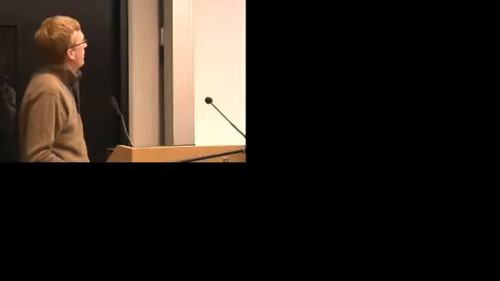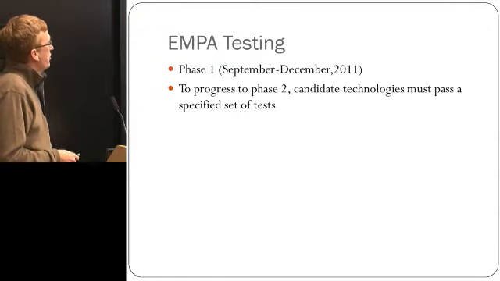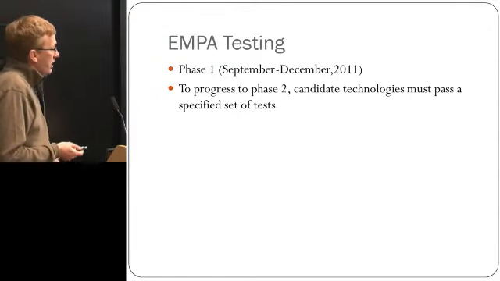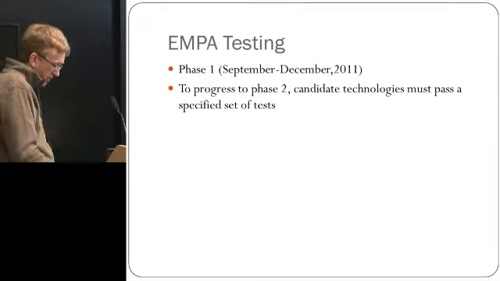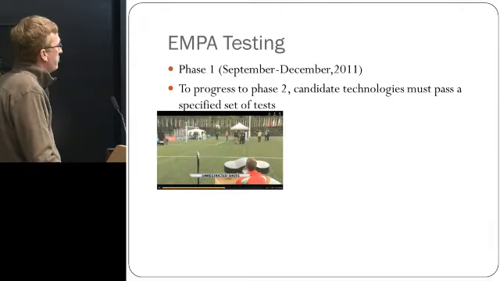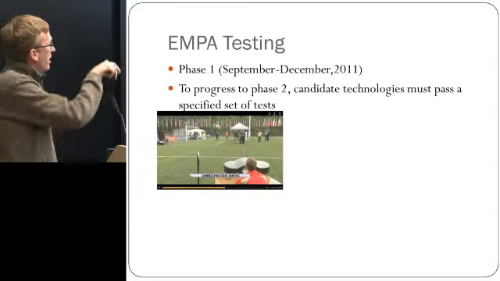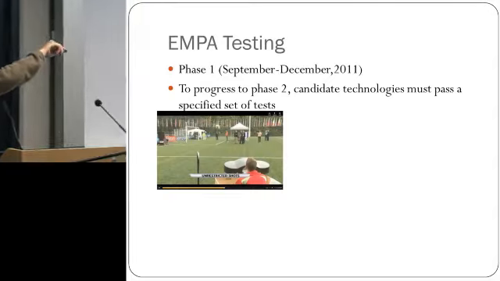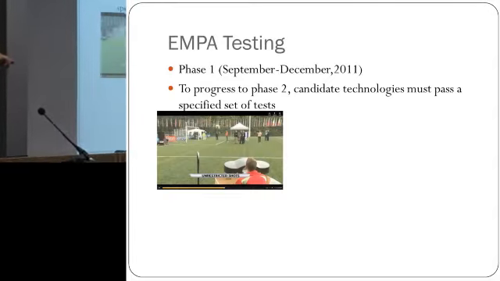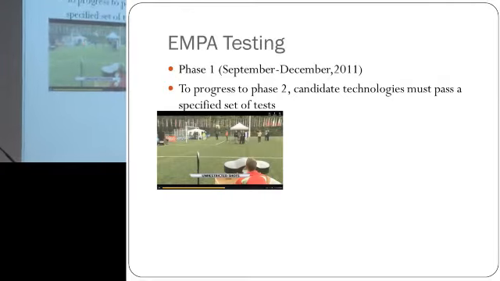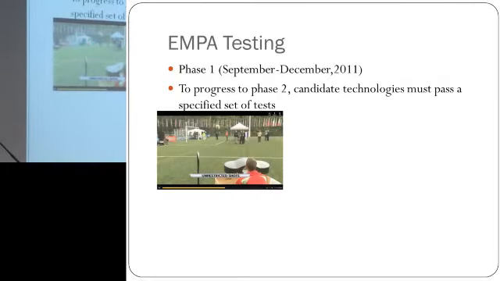So that's a quick overview of FIFA and where they're at. In terms of what FIFA are doing, phase one has just been completed, and to progress to phase two, you have to pass a number of criteria tests. And they're actually carrying out these tests. Here's what they call the unrestricted shot test, where this is actually a ball cannon firing the ball at the goal. And you have to operate at 100% accuracy on that test.